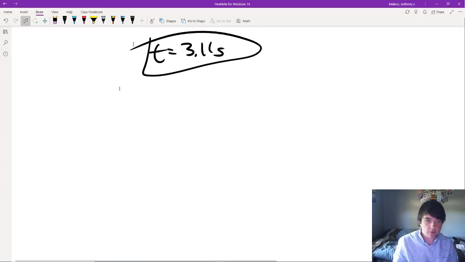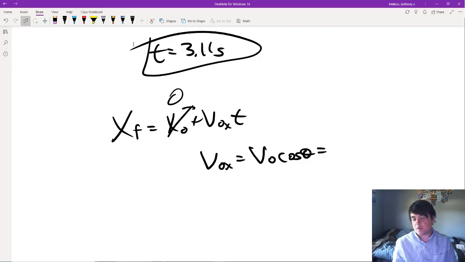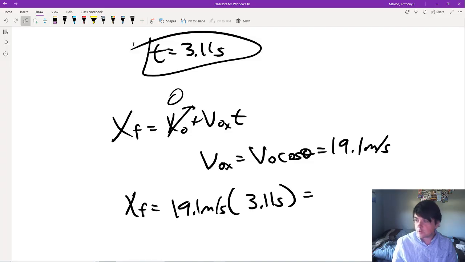We still need x final. So x final equals x initial plus v naught x times time. V naught x we haven't even solved for yet. Also x initial was 0. V naught x is just v naught cosine theta. But because we were using 45 degrees, v naught x actually equals v naught y. So this is also 19.1 meters per second if you plug it in. So x final equals 19.1 meters per second times our time, which is 3.11 seconds, which is 74.3 meters.